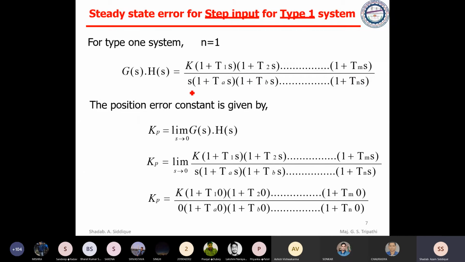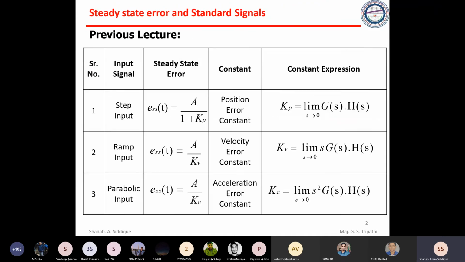Now please see, we'll summarize all these also. ESS is equal to, again ESS is equal to A divided by 1 plus KP. We are just checking, we are taking a step input and we have a type 1 system. For a step input, which error constant will you find? You saw in the starting, that is called position error constant. And ESS is equal to A divided by 1 plus KP.